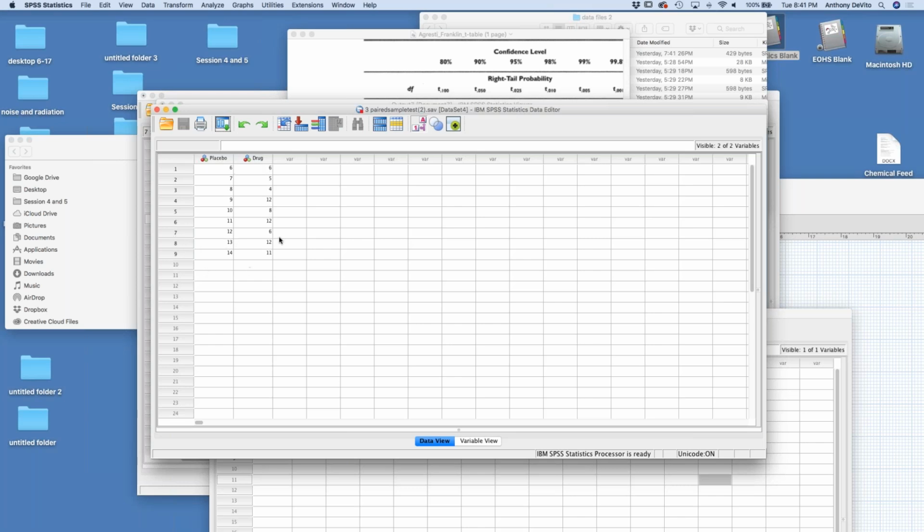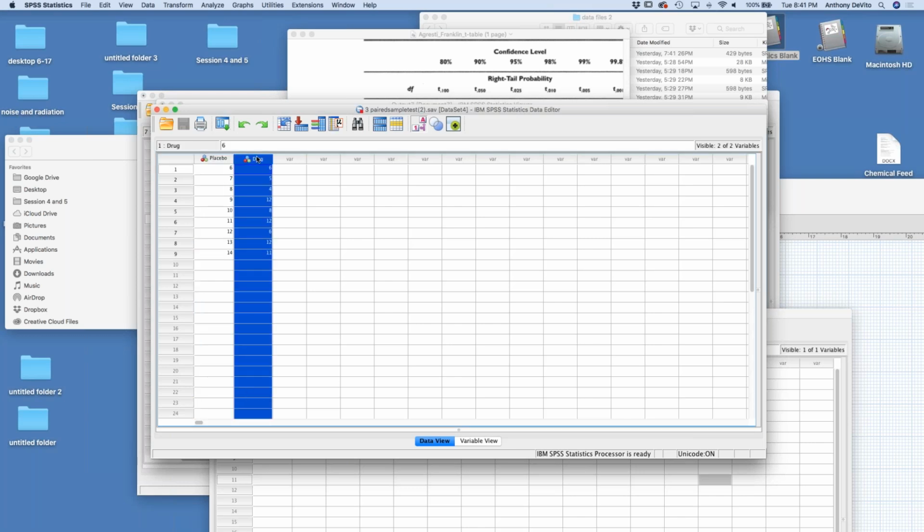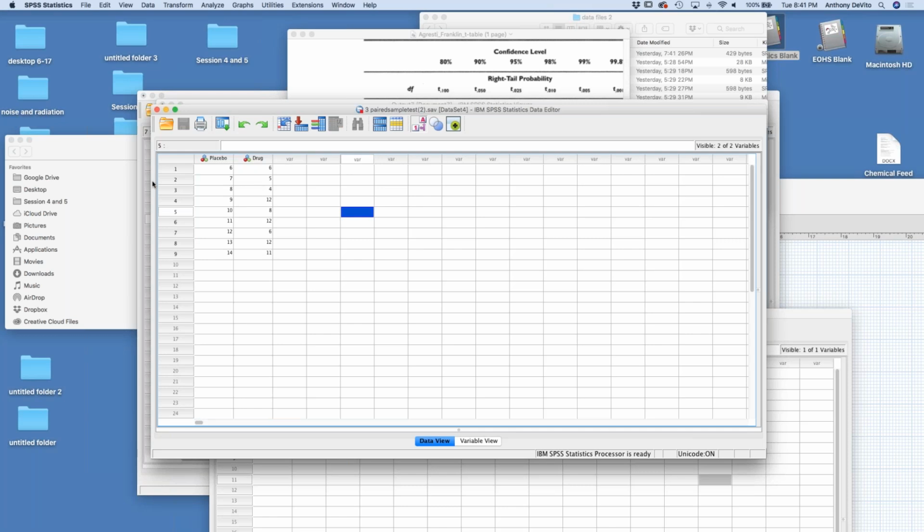And these numbers may be, for instance, reduction in blood pressure. And we want to know whether the amount that the drug reduced blood pressure is different than the amount that the placebo reduced blood pressure, or if there's no difference between the two of them. So we're looking for the difference between these two. So this is very convenient.